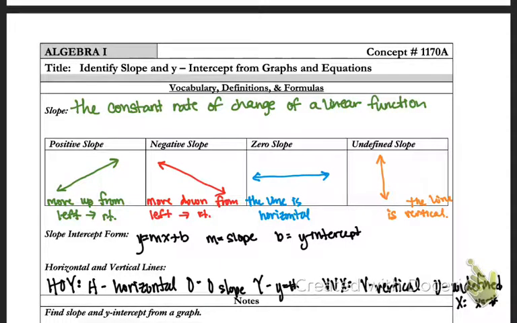When you have a vertical line, you can think of VUX. V stands for vertical, U, an undefined slope, and X is when the x value equals a number.